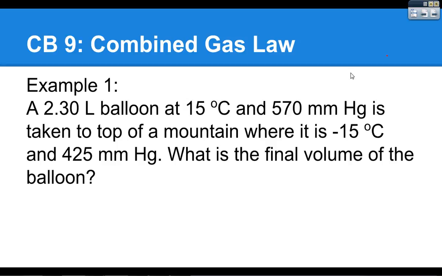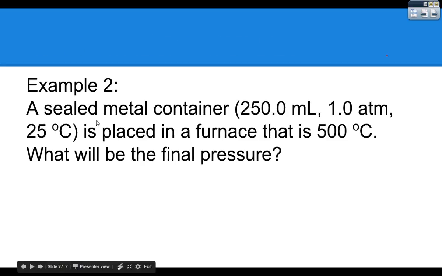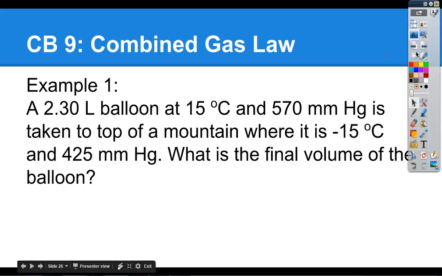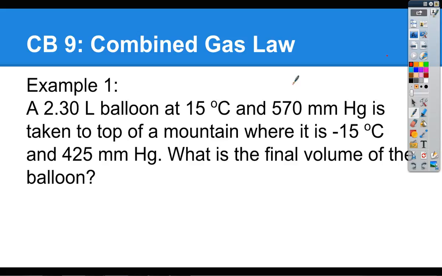So again, in all word problems, I recommend that you identify the given. First of all, you have 2.30 liters. Let me go back to that slide. You have 2.30 liters, and that's going to be your V1. So you want to jot that down. Now, it says it's at 15 degrees Celsius, so that's temperature. That's going to be your T1, 15 degrees Celsius.